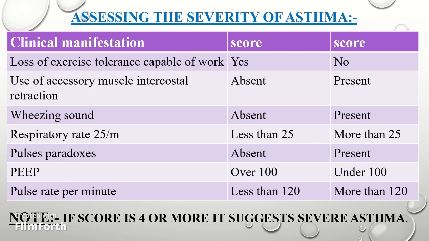Another one is wheezing sound, that is present or absent. Then the next one is respiratory rate, whether it is less than 25 or more than 25. Next one is pulsus paradoxus, that may be absent or present. And the next one is PEF, whether it is over 100 or under 100. And the last one is pulse rate per minute, whether it is less than 120 or more than 120. So if the score is 4 or more than 4, that suggests severe asthma.